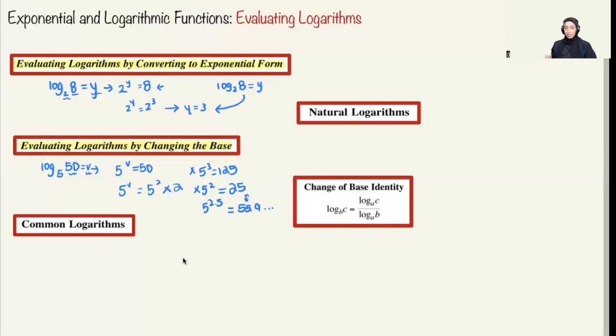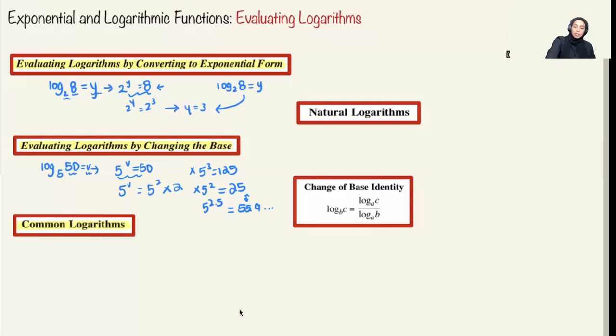So it's 5 to the power of something between 2 and 2.5. So it looks like I can't really do it if I change the base. At the moment, we're unable to evaluate this by converting to exponential form. So let's talk about common logarithms, because sometimes evaluating a logarithm by changing the base doesn't work, since the base on one side can't be changed to the same base as the other. And so we introduce something called common logarithms.